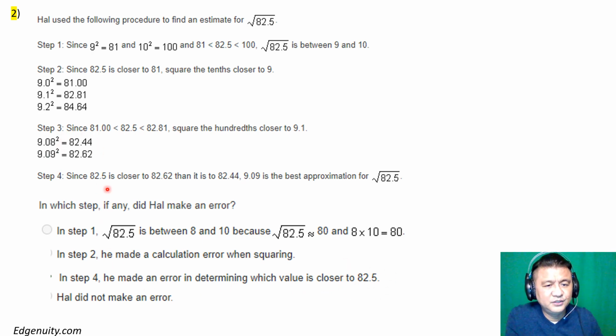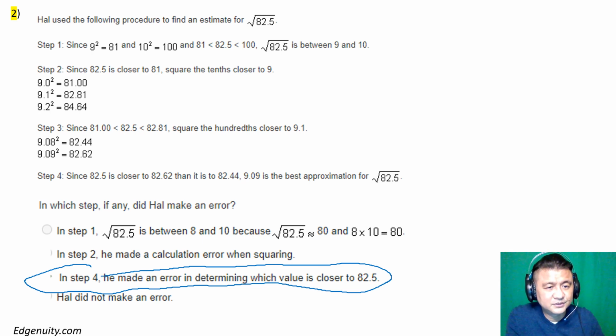Let's see, step 4, which is closer to 82.5. It should be 82.44, yes. So it should be 9.08. So this is the mistake. Hal did not make an error? No, this is where the mistake was. Let's circle this. Because look, 82.44 is nearer 82.5.